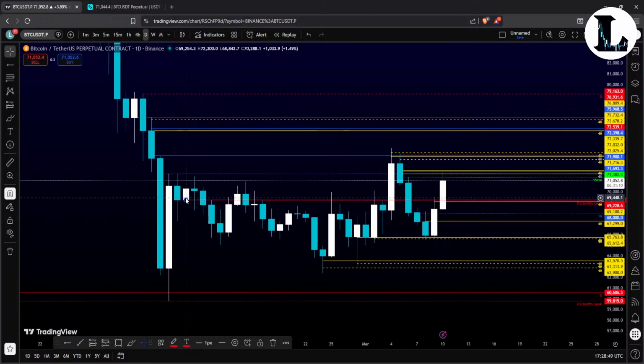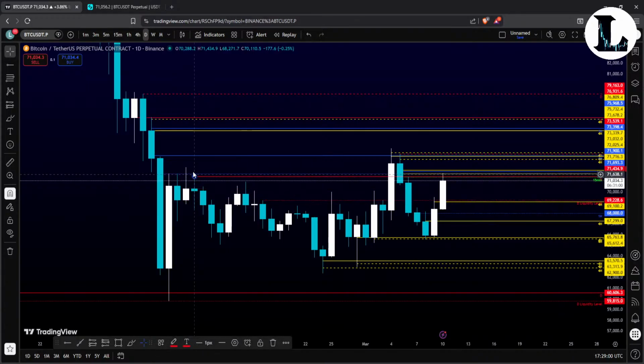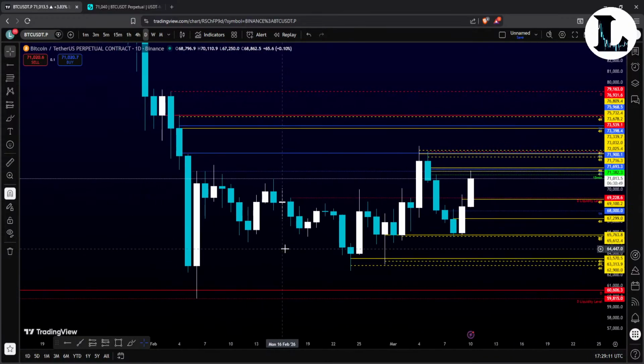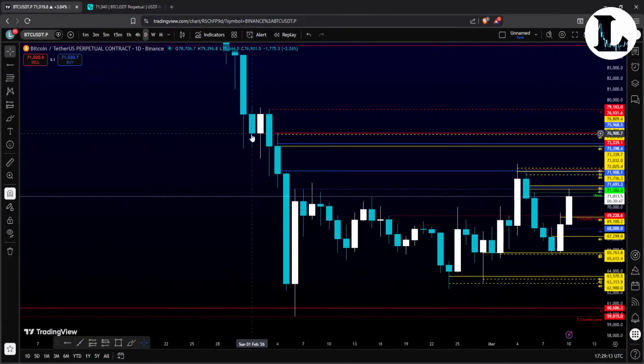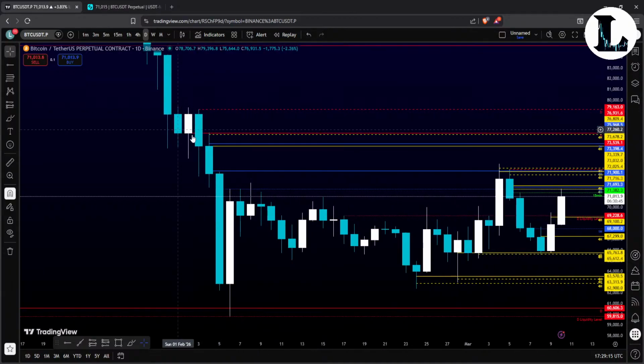Okay, for now we don't need it anymore. Okay, we already kind of broke that, even though we don't have a confirmation of that break, just because we did not open and close a white candle above the break level here. So let's find what are break levels. Okay, and another one here. Okay, I will start here.